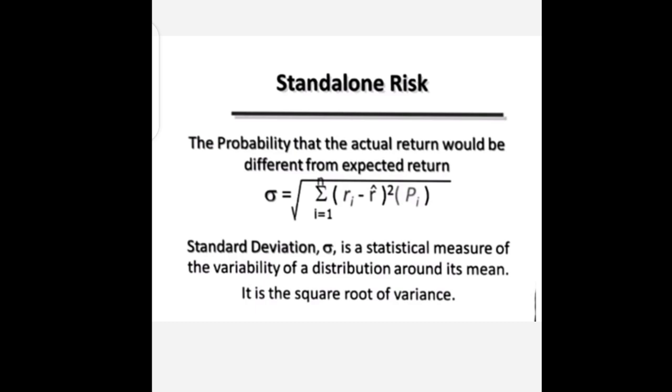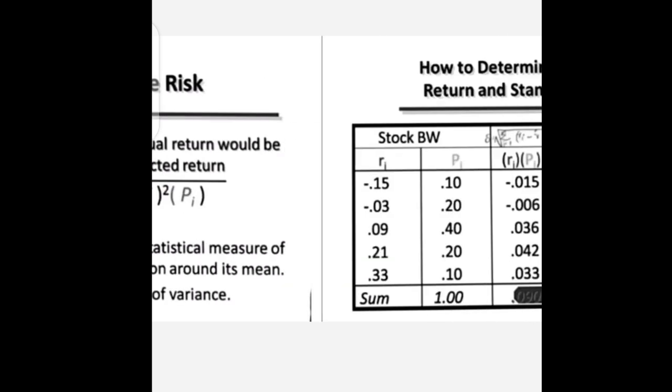Standard deviation is the statistical measure of the variability of a distribution around its mean. It is the square root of variance. So how far the data lies about the mean. Standard deviation shows how far the data lies from the mean.